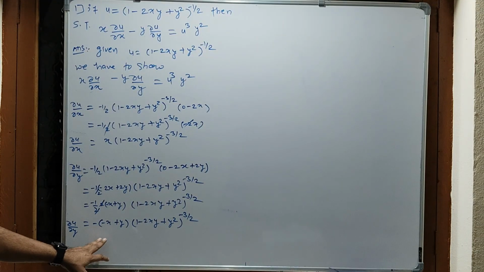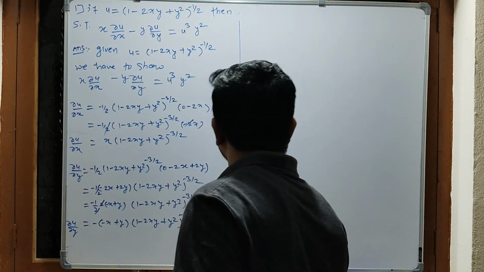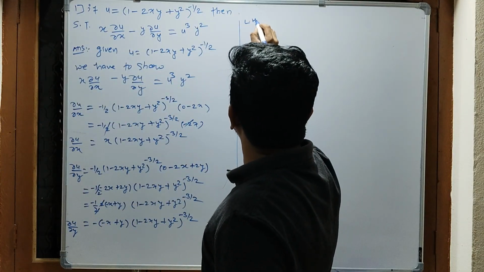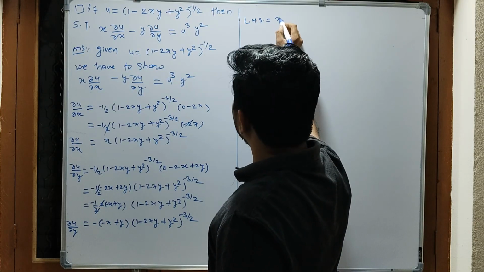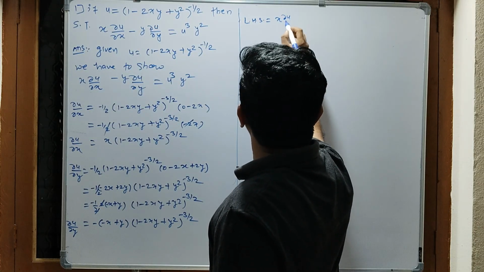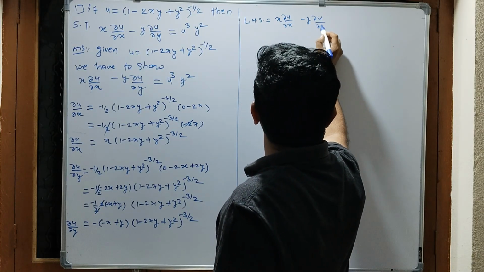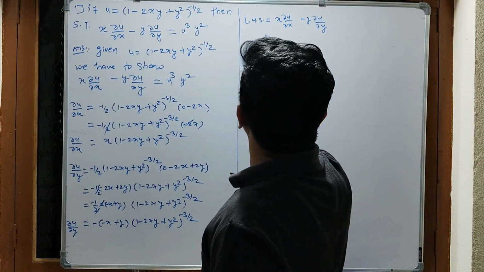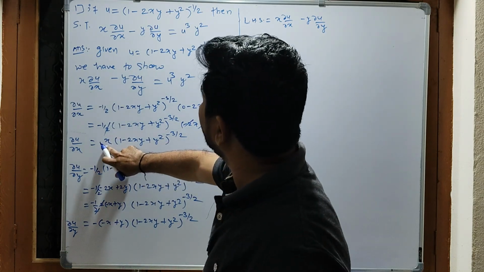Now I want to take the left hand side. My left hand side is x dou u by dou x minus y dou u by dou y. I want to show the right hand side. So this is equal to x times dou u by dou x. Now tell me dou u by dou x. Here this is x times.